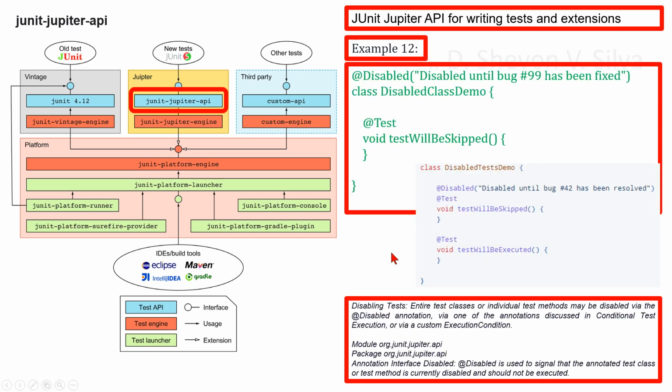Now we are considering disabling test. The entire class or individual test methods may be disabled via the @Disabled annotation. Annotation interface Disabled in package org.junit.jupiter.api in module org.junit.jupiter.api. @Disabled is used to signal that the annotated class or test method is currently disabled and should not be executed.